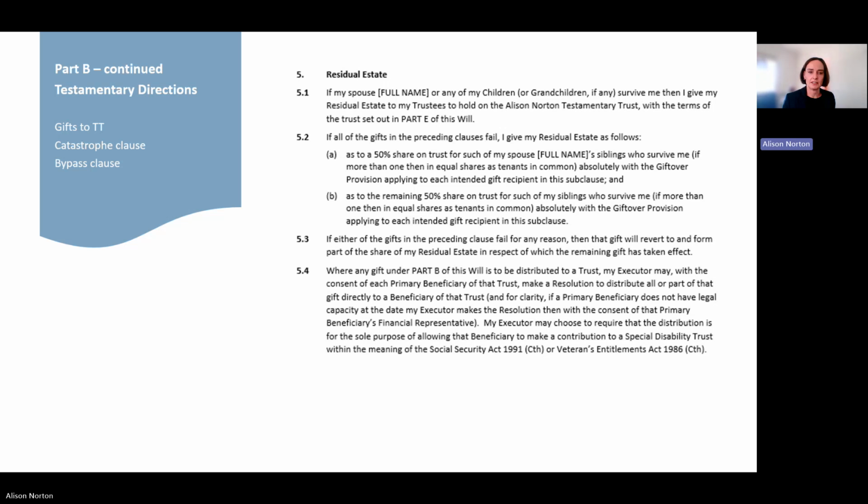Then 5.4 here, this is the bypass clause. So this gives your beneficiaries the ability to take the inheritance directly instead of putting it into a testamentary trust. And there'll be more about that in a minute.